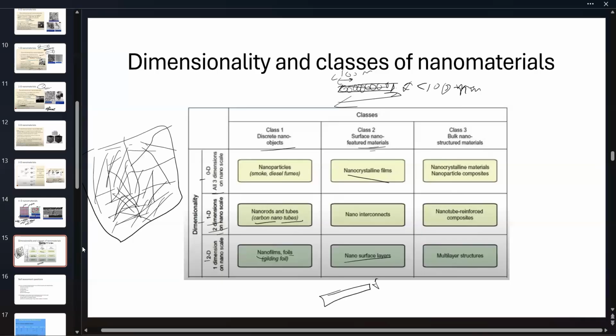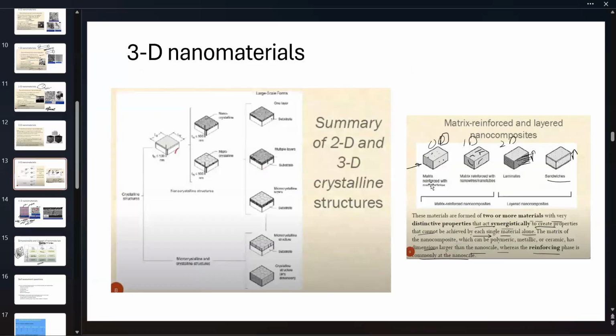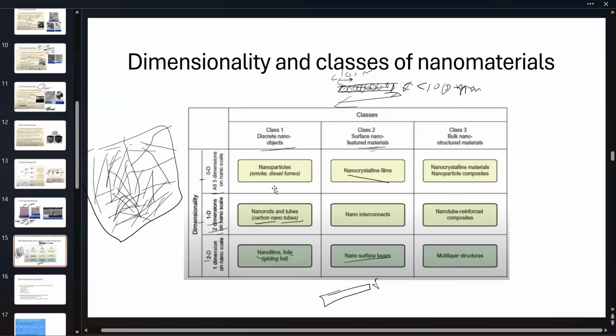Class 3 is bulk nanomaterial with 0D, like the example we saw two slides back. A matrix reinforced with nanoparticles, which we've already seen in 3 examples, so the nanocomposite with nanoparticles. Here you have bulk with 1D nanorods, so a nanotube reinforced composite.